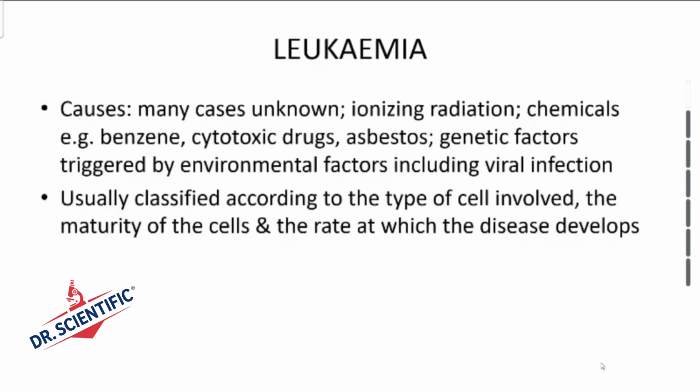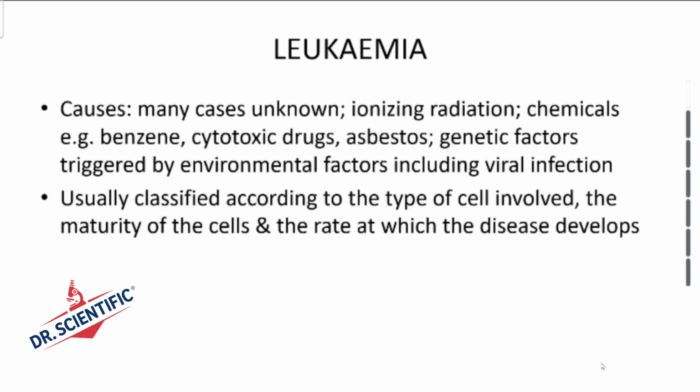If you talk of chronic leukemias, the cells will tend to be a bit more mature compared to acute leukemia. So the maturity of the cells, and then the rate at which the disease develops. So the type of cell involved, that's why you can have myeloid leukemias, you can have lymphocytic leukemias.